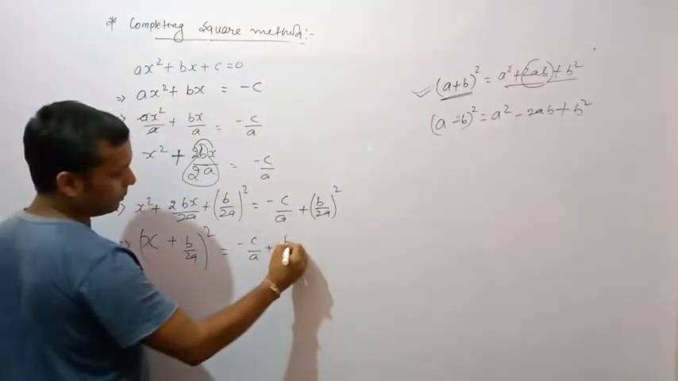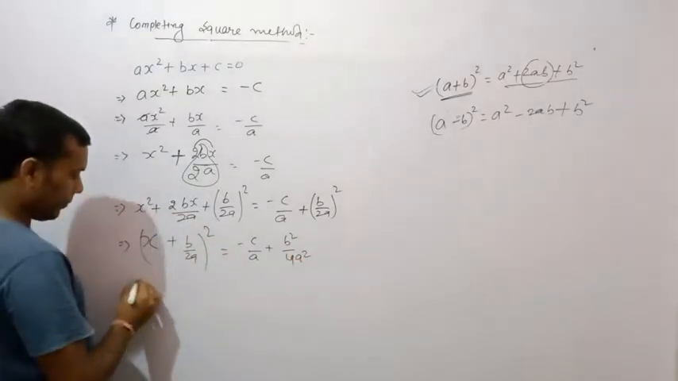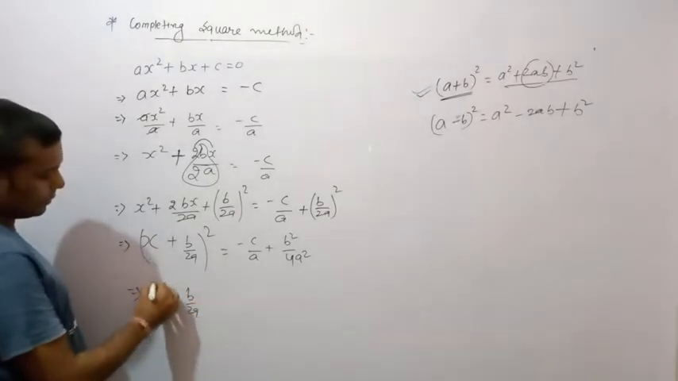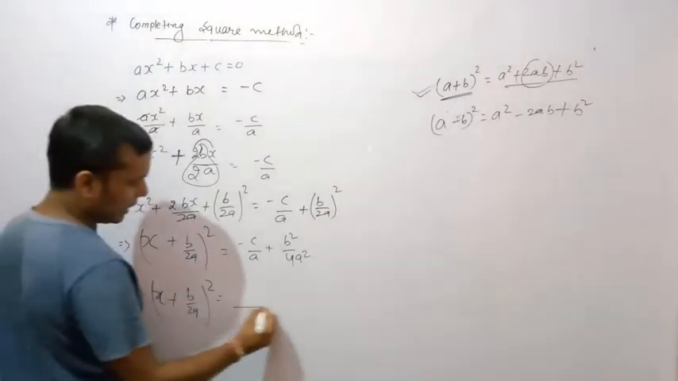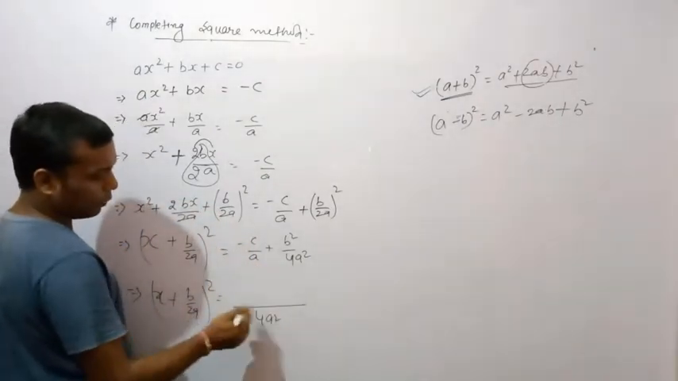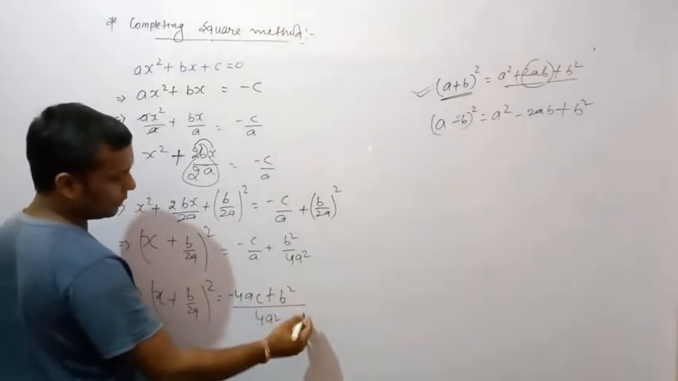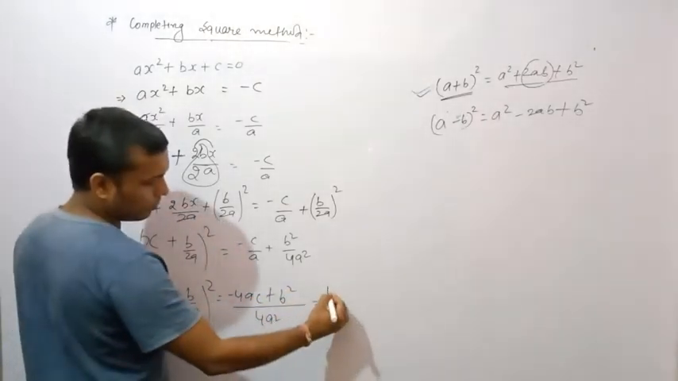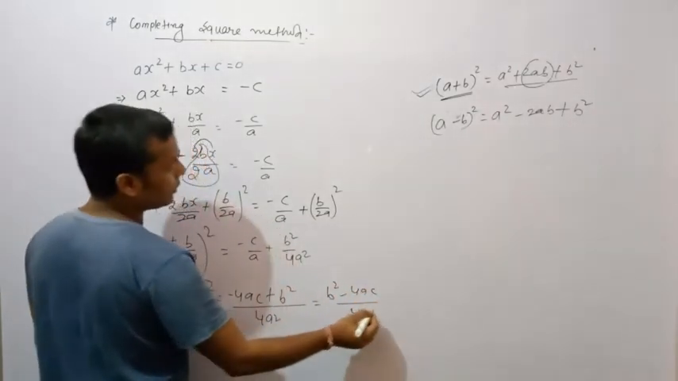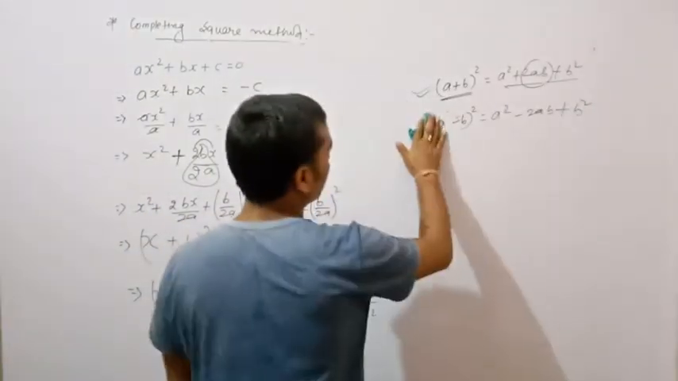The square of b will be b square and the square of 2a will become 4a square. Now x plus b by 2a to the whole square. Take the LCM, 4a square, divided by 4a you will get 4a, so minus 4ac plus b square. Just interchange this: b square minus 4ac by 4a square. Now let me erase this first of all.